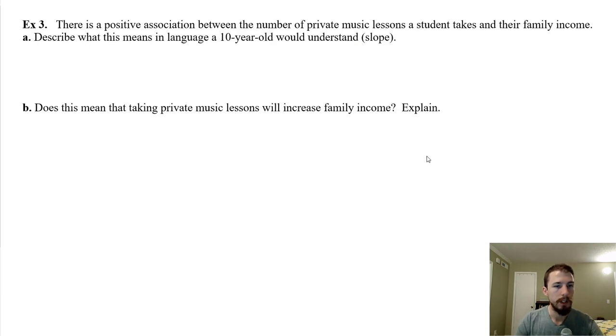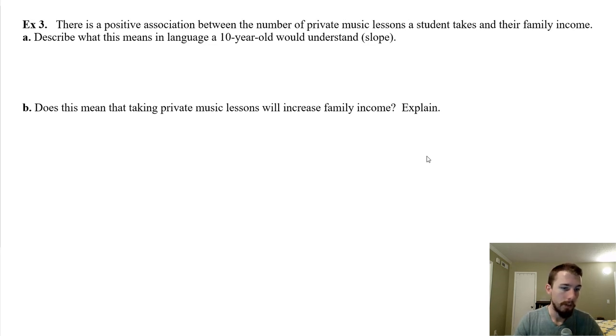All right, number 3. There is a positive association between the number of private music lessons a student takes and their family income. Describe what this means in language a 10-year-old would understand, which is like slope. So what that means is the wealthier a family is, the more family income, then the more private lessons they can afford. That would be the general association we're seeing, or we would say families with larger incomes tend to have more private music lessons, because we actually aren't assuming the direction of that.